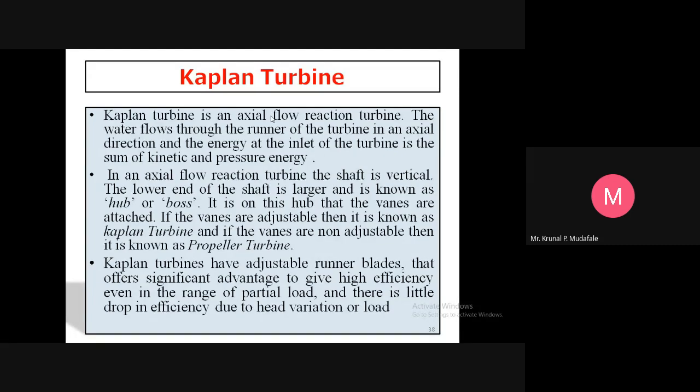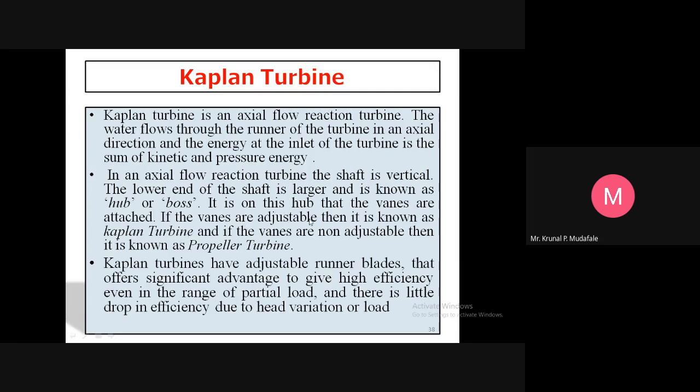And the energy at the inlet of the turbine is the sum of kinetic and pressure energy, right? Obviously, all reaction turbines have the summation of kinetic and pressure energy, unlike the Pelton turbine, where we have seen only kinetic energy. So this is the additional point: kinetic energy plus pressure energy. In an axial flow reaction turbine, the shaft is vertical. Obviously, in a vertical turbine the lower end of the shaft is larger and is known as the hub or boss. It is on this hub that the vanes are attached.